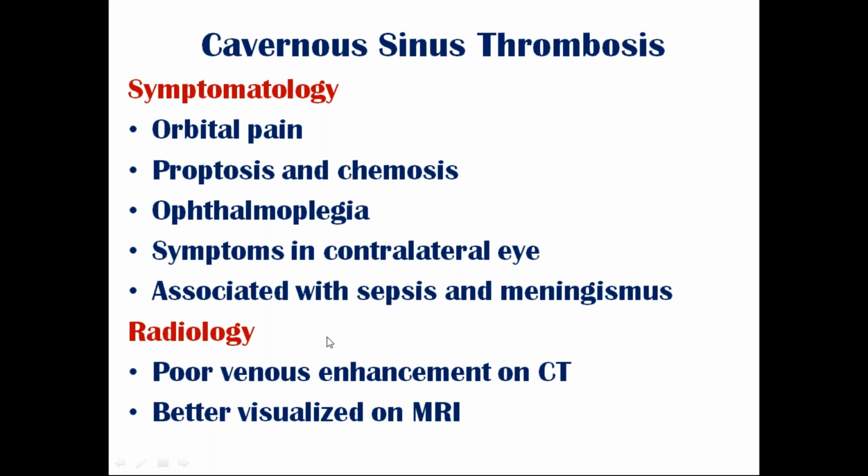You have to remember this. There can be sepsis and meningismus, and there can be involvement of the contralateral eye because bilateral superior ophthalmic veins and the inferior ophthalmic veins are connected by cavernous sinus. And so, whenever there is a cavernous sinus thrombosis, it can spread to the contralateral eye also. There can be ophthalmoplegia. Ophthalmoplegia is nothing but involvement of the third, fourth, and sixth cranial nerves, and there will be decreased eyeball movements, and there can be proptosis because of the orbital edema and chemosis, and there can be orbital pain.